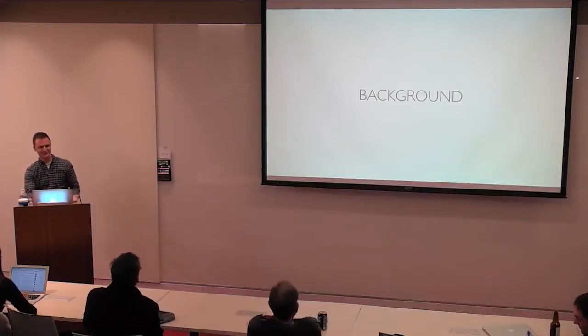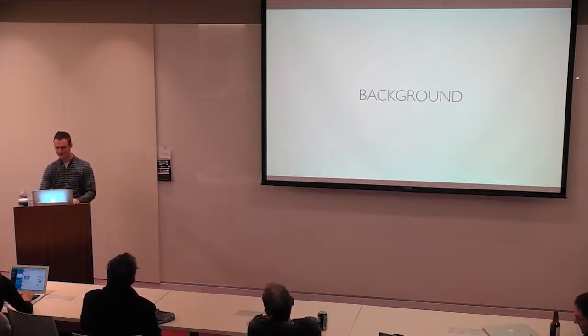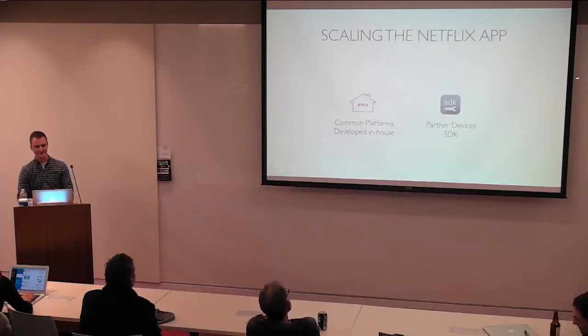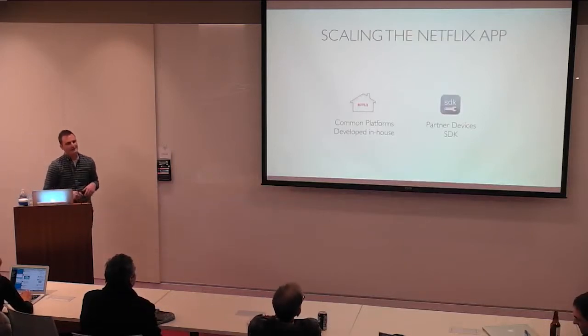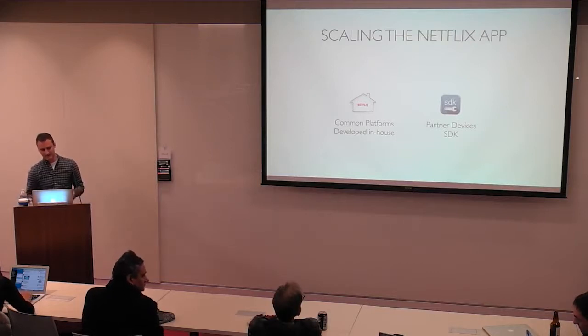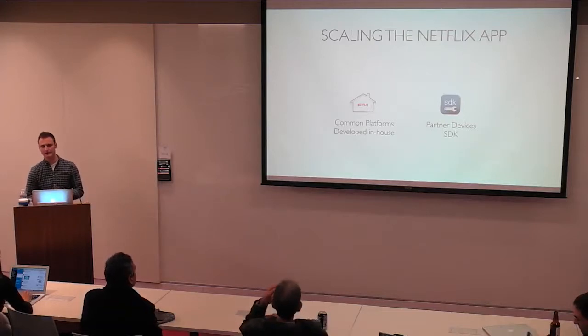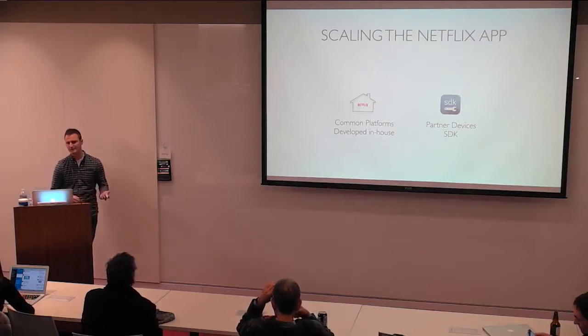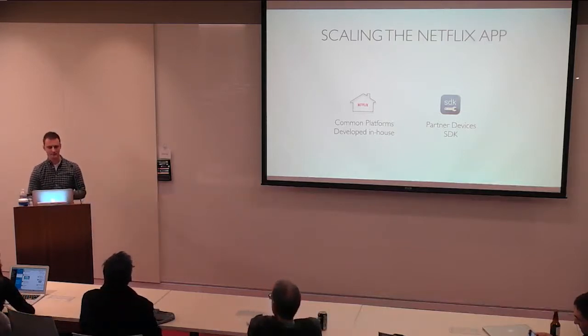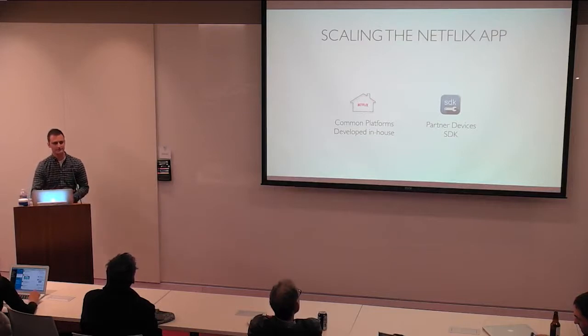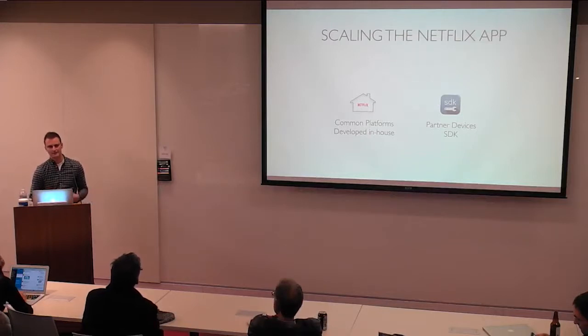But okay, so let's start with a little bit of background and talk about how we ended up here. Scaling the Netflix app to 1,800 different devices. There's two main ways that you can get the Netflix app on a device. One way is through in-house development, and some examples of applications built in-house would be common platforms like the iOS app or Android app or web app. And then there's another set of devices that are partner devices. Those devices use an SDK to implement the Netflix app. We give the partners an SDK, and then they go ahead and implement that app on their device.